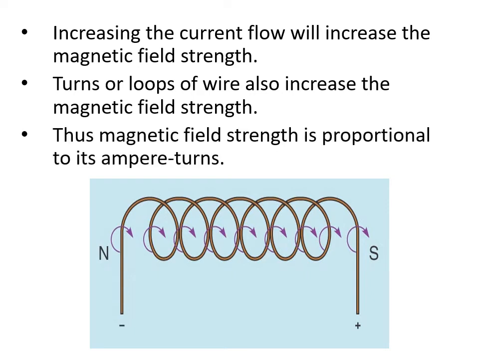Thus, the magnetic field strength is directly proportional to its ampere turns. As we increase current until the point of saturation, we'll get more magnetism. If we increase the number of turns, we will get more magnetism. Thus, the magnetic field is proportional to the ampere turns. This is an important ratio when you go on to learn about transformers and transformer ratios.